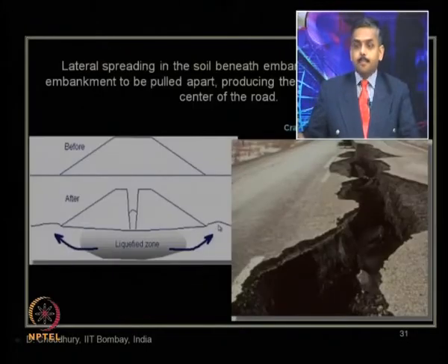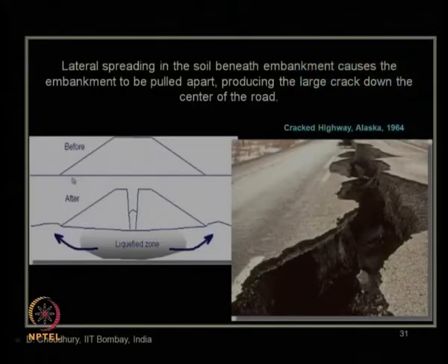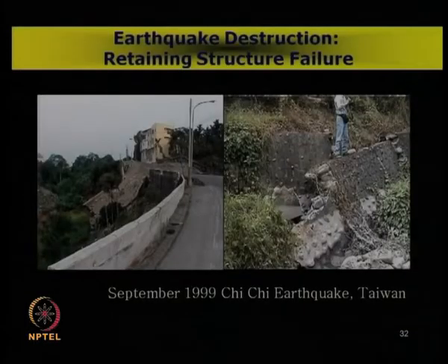This is another picture which shows the lateral spreading in the soil beneath an embankment, which caused the embankment to be pulled apart. You can see this is the initial picture of the embankment. After the soil below this embankment gets liquefied, it is pulled apart like this, producing a large crack in the center of the road. You can see this occurred in Alaska after the 1964 earthquake. This much total destruction of the embankment occurred, and this is nothing but a geotechnical earthquake engineering problem.